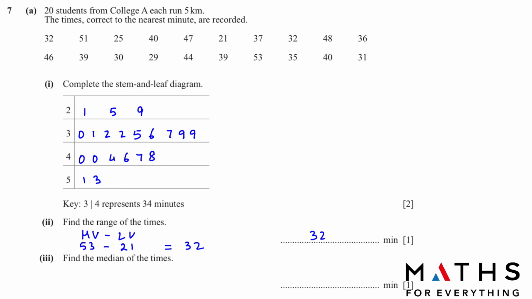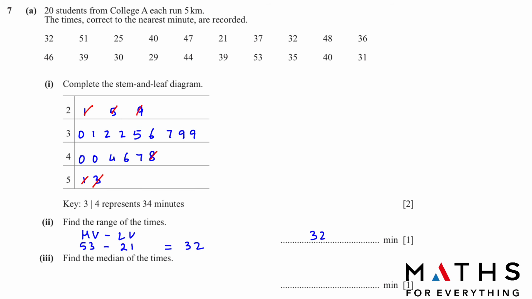Find the median of the times. To find the median, we need to find the middle value. This is an even number, 20, so we will need to find two values and then divide by 2. For this, what we can do is start from the end and cancel 1 by 1.